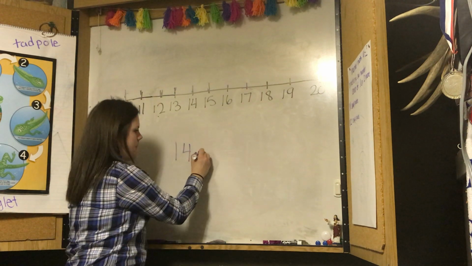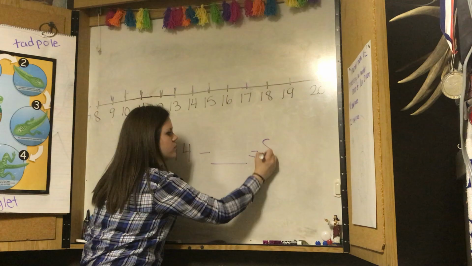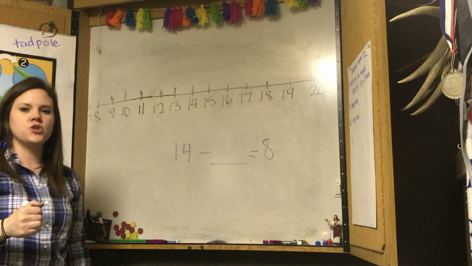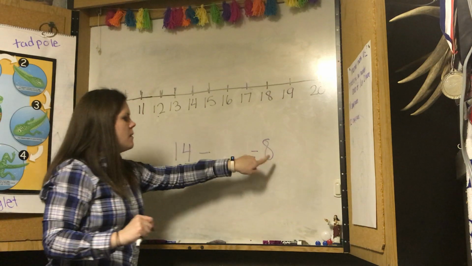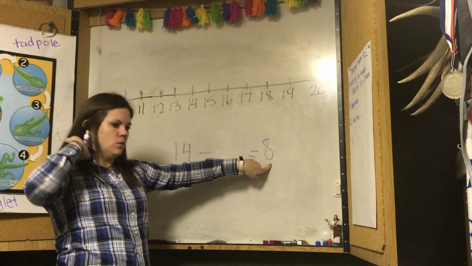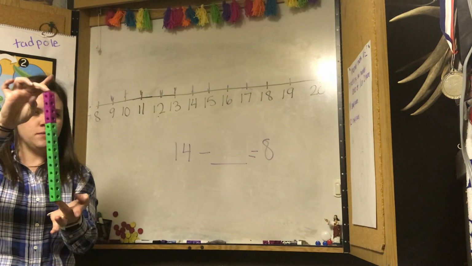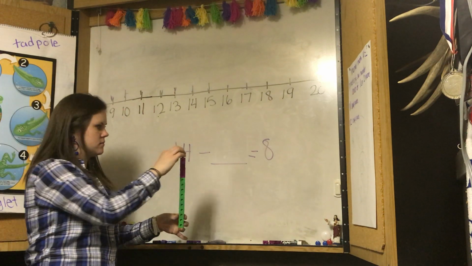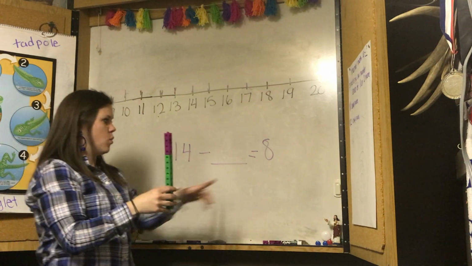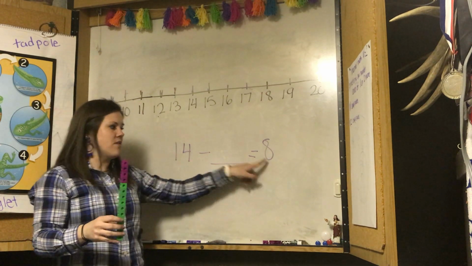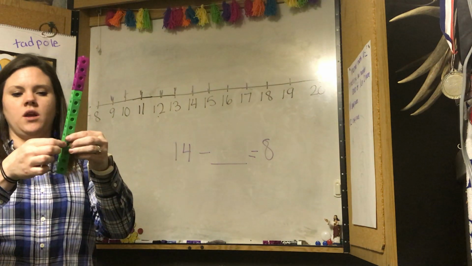14 minus unknown equals 8. So what do I know? I know my whole is 14. I do not know this part, but I know this part. So let's go back. We had 14 counters, right? I have 14. I don't know how many is this part, but I do know this part. So if I show this part, I will be left with this part. So let's take away 8. 1, 2, 3, 4, 5.